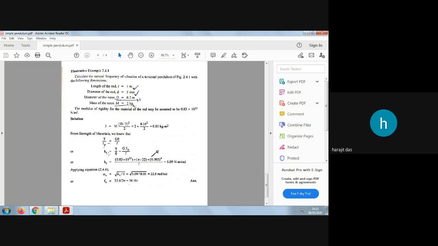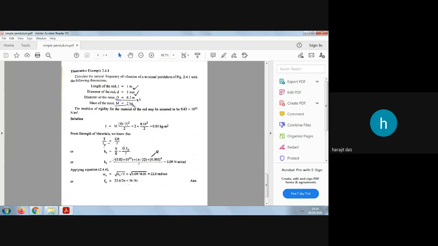So kt will be T by theta. Why? Spring force is F equals kx, isn't it? So torque equals kt into theta, so t equals kt into theta, and kt will be T by theta. Understood? Because the spring constant k is F by x, so kt is T by theta, which equals G Ip by L.